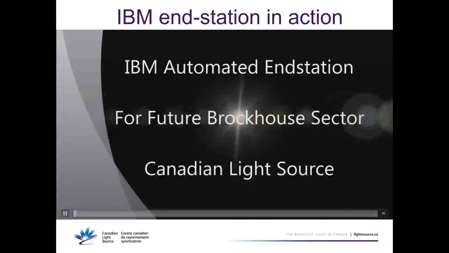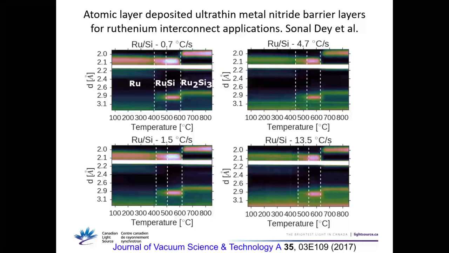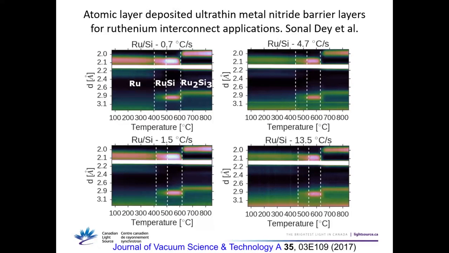So this is one example of research in this station. They were studying atomic layer grown ultra-thin metal nitride barriers for ruthenium interconnect applications. And so they did the thermal cycling of these samples at different rates. And you can see the phase changes when ruthenium starts mixing with the silicon underneath and forming ruthenium silicide. And by doing this at different heating rates, they get the activation energy for the barrier failure.